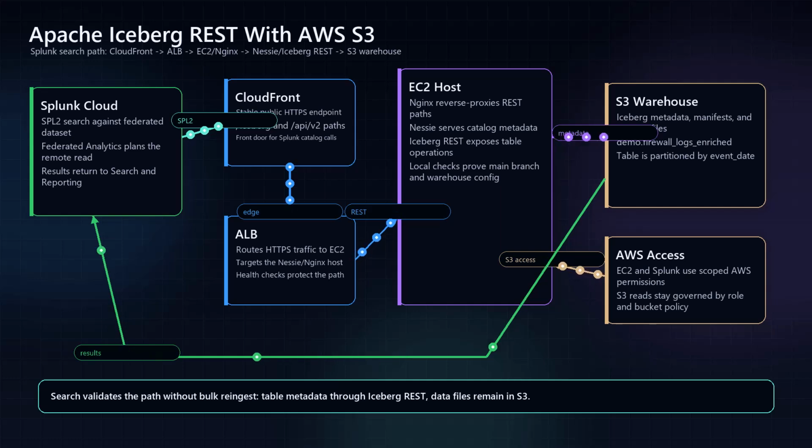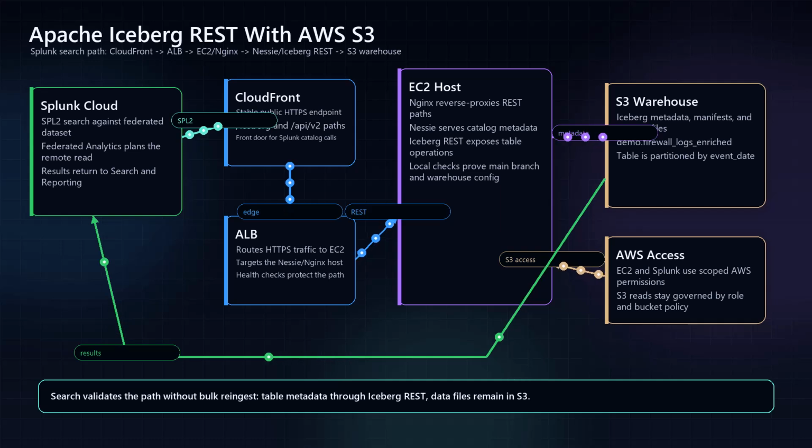CloudFront gives a stable HTTPS name. The application load balancer routes that traffic to the Nessie host. Nginx separates the external paths like /iceberg and /API v2 from the local services. Nessie resolves the branch namespace and table metadata, and Iceberg REST exposes the table operation.